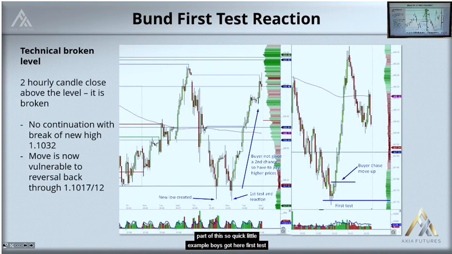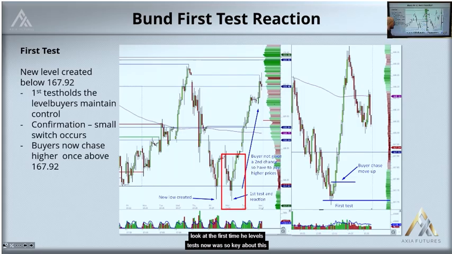So, quick little example. What we've got here, first test of a level. Now, the important thing to remember is, once you get the first test of a level, this still needs to materialize into a movement to bring more buyers in. So think about the kind of auctioning process that's going on here. Okay, so we're going to look at the first time a level is tested. Now, what's so key about this is that it's easy to say, oh, well, yeah, look, it reacts. But what you've got to be thinking about here is it's not just as simple as, doesn't it react?